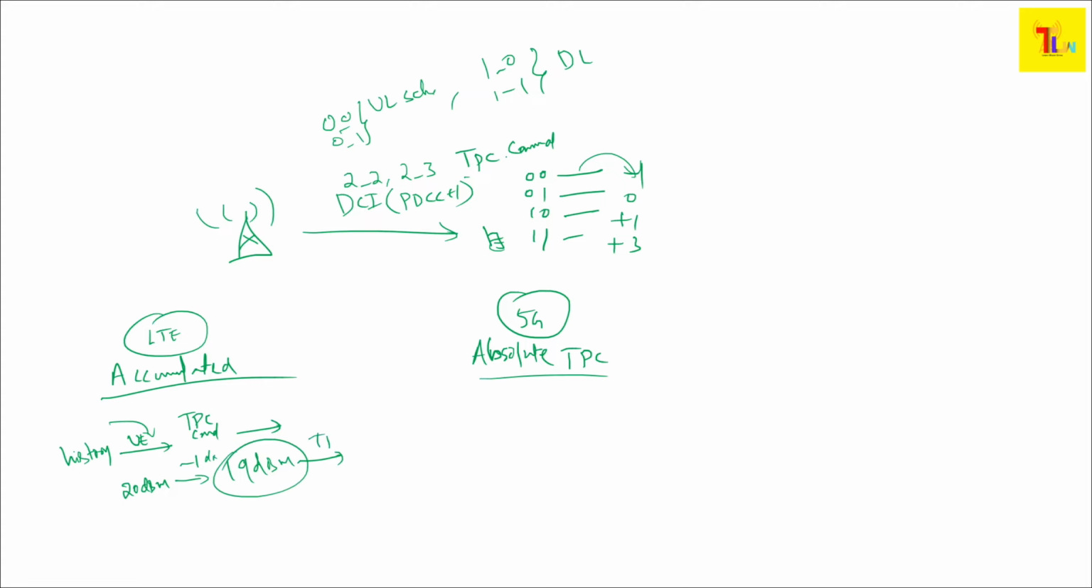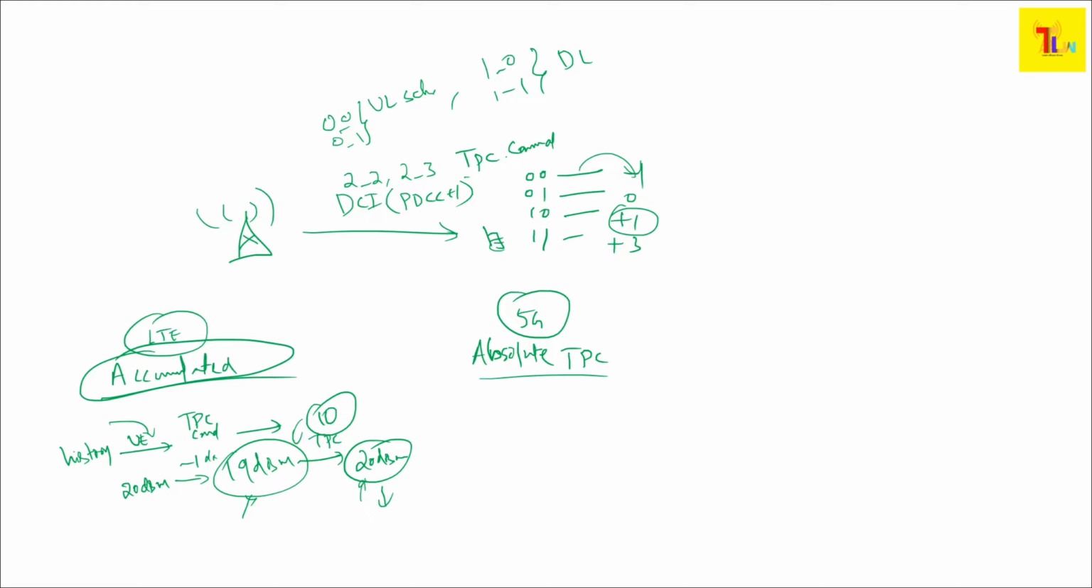So, for example, let's say this time it has received 10. That means it has to adjust the 19 dBm power with +1 dB, so it will become 20 dBm. And for the next TPC command, this will be considered as the reference. So like this, it continues to refer to the history of adjusted power for the new TPC commands it has received. So this is called accumulated mode of TPC command.